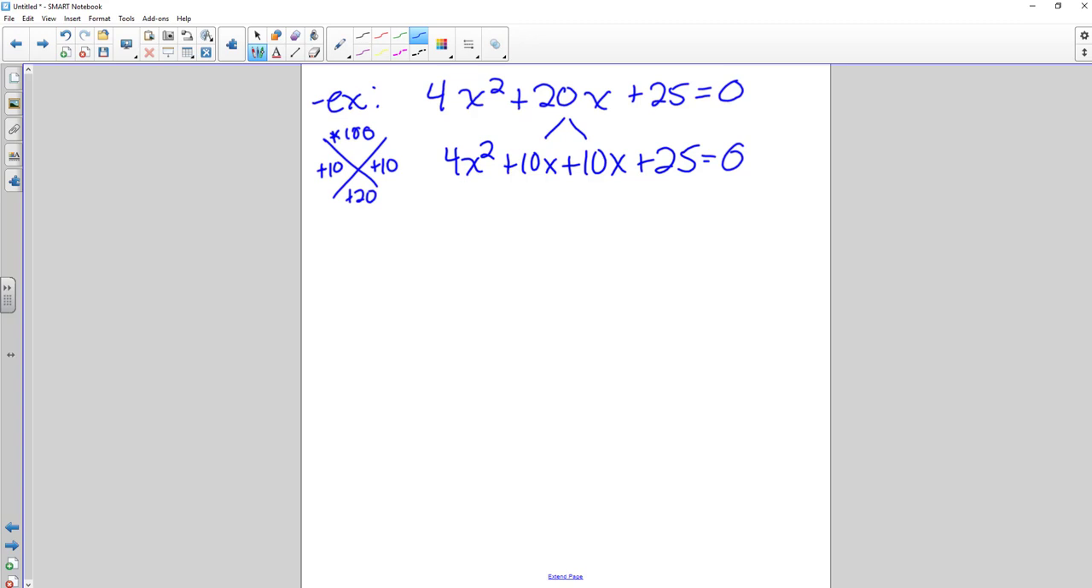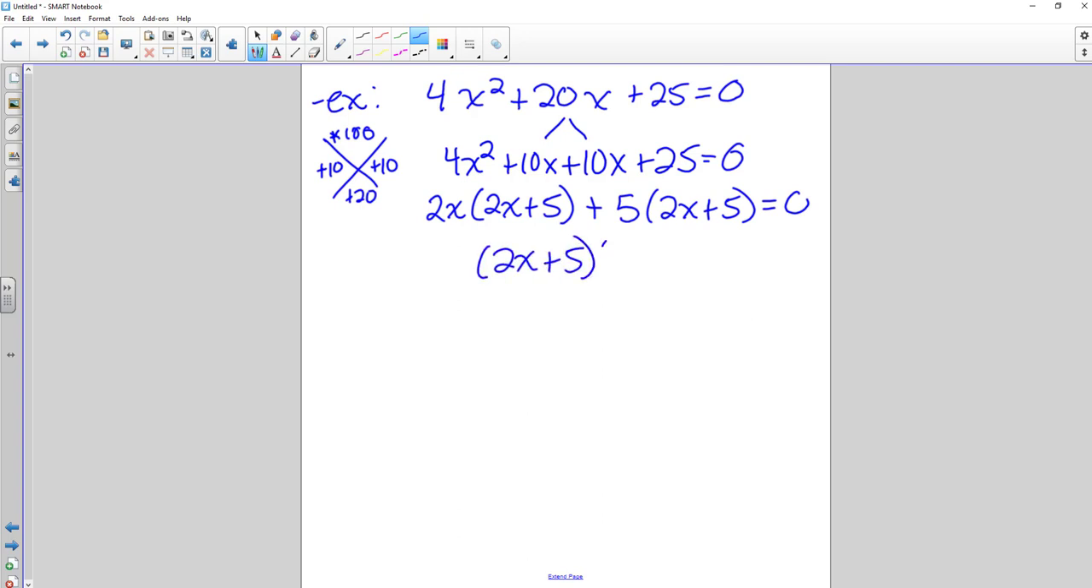So now, out of the first two, I'm going to take out a 2x, left with 2x plus 5. Out of the second two, I can take out a 5, and I'm left with 2x plus 5. Still have equals 0. 2x plus 5 times 2x plus 5 equals 0. So if I set each of these equal to 0, 2x plus 5 equals 0. Oh, and it looks like the same thing. 2x plus 5 equals 0.